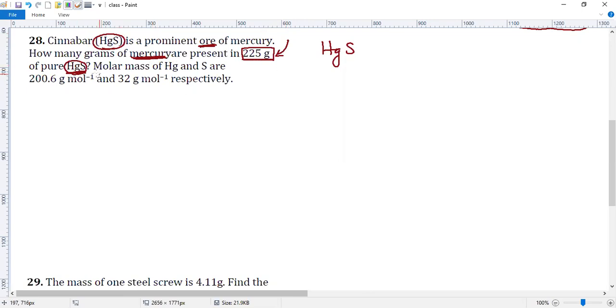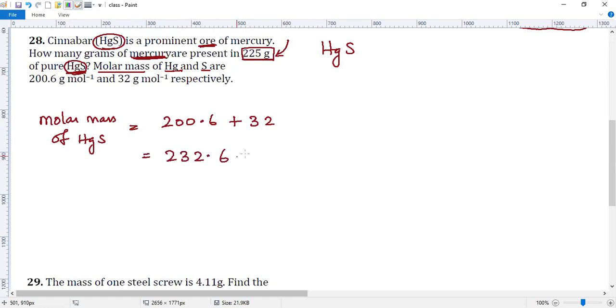So what details have they given for this? They have given the molar mass of Hg and S. From the molar masses, what can you calculate? Can we calculate the molar mass of HgS? What is it? 1 Hg, 200.6 plus 32, which is 232.6 grams per mole. Okay? So the molar mass is this many grams. So you can easily see, if I take 232.6 gram of HgS in hand, how much Hg is in it?